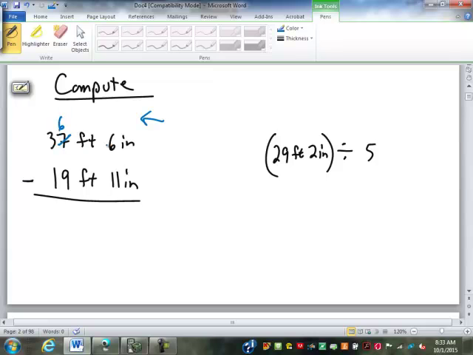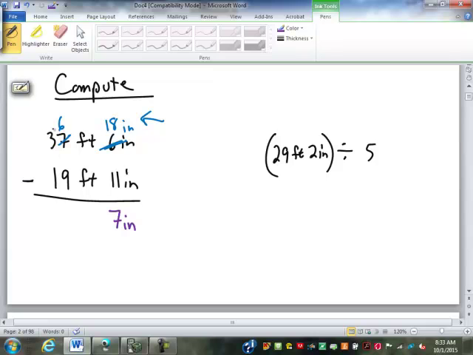This is going to become a 6 here. What's the 6 here going to become? It's going to become 18, because we borrowed 12. We have to add 12 to the 6 to make it 18 inches now. So now we go ahead and subtract. 18 minus 11 is 7 inches.